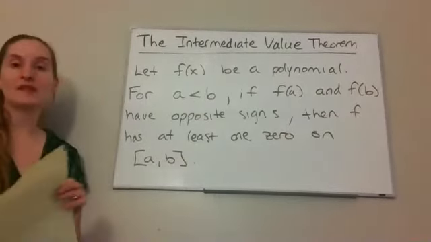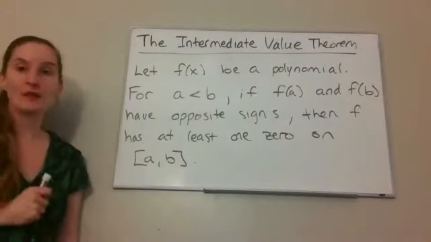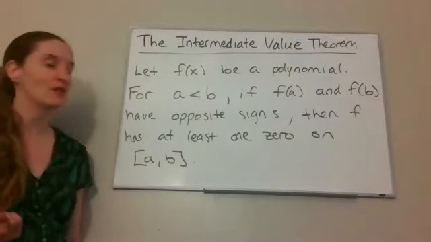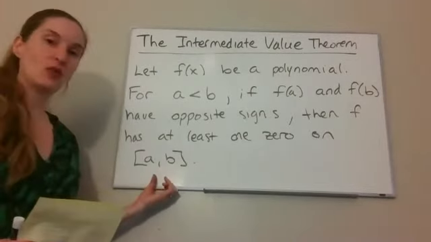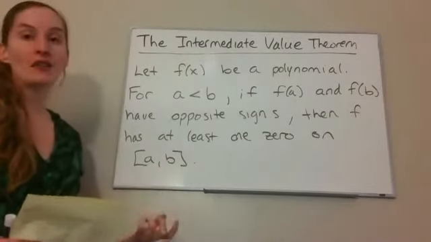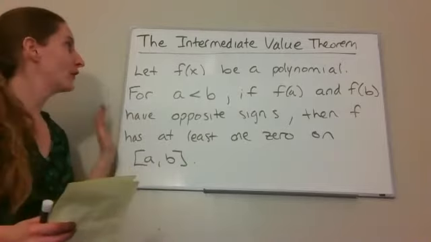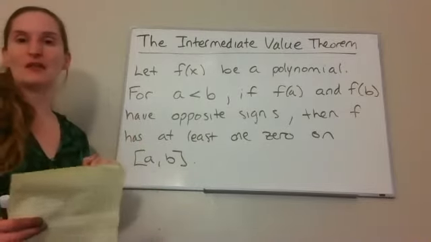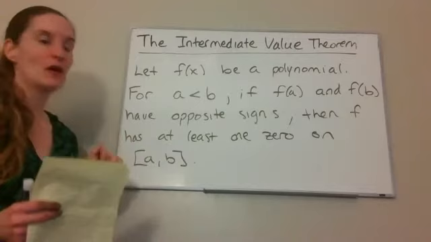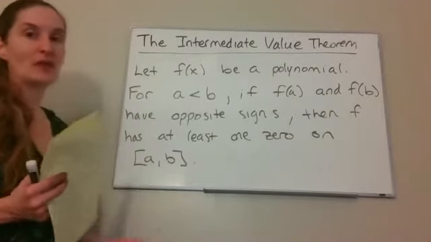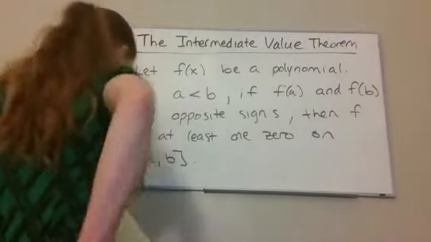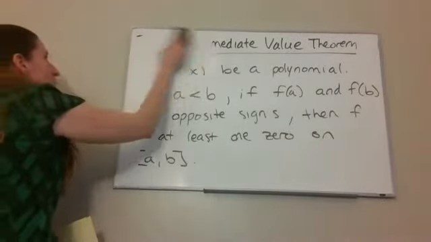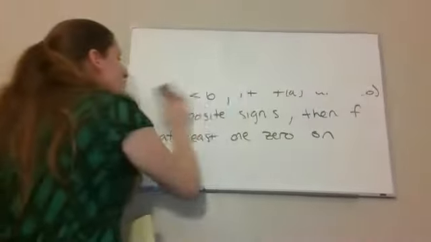So by opposite signs, this just means one of them is positive and one of them is negative. If that happens, then at least once in between those two numbers, you have a 0. Now, this theorem does not tell us what the 0 is. It just tells you, okay, between these two numbers, there is a 0. So let's do an example where we use this theorem.